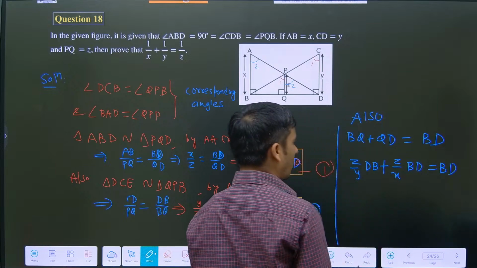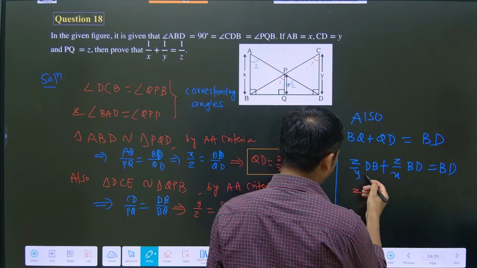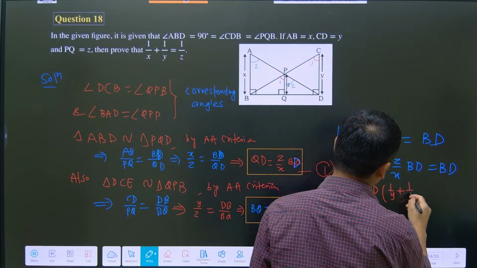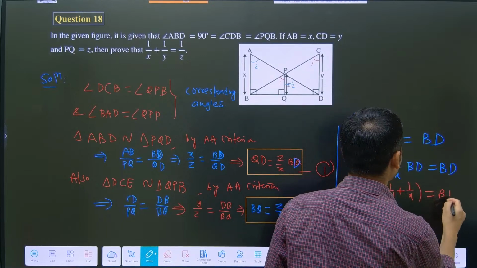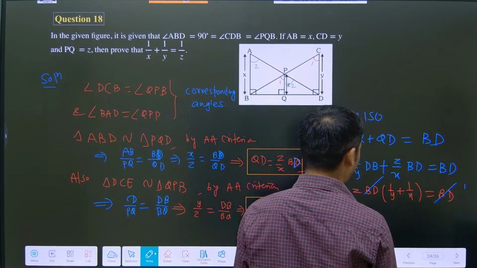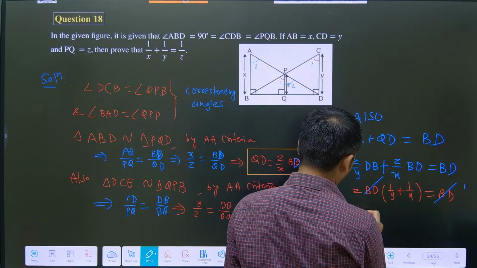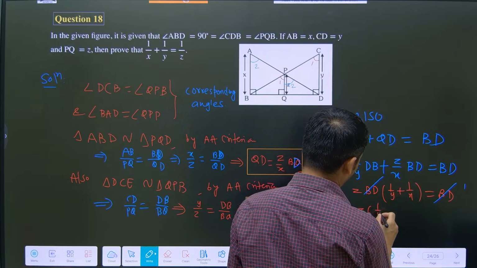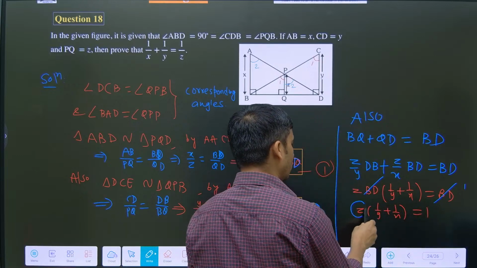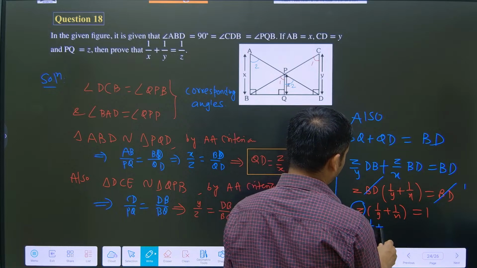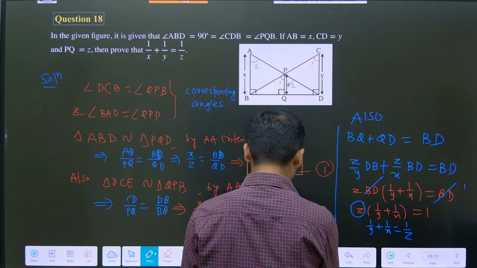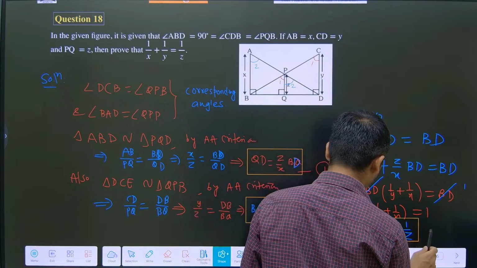Can I take BD common and cancel? So it is Z into BD into 1 upon Y plus 1 upon X is equal to BD. BD is definitely a length, so we can cancel that. And what's left? 1. So we have got Z times 1 by Y plus 1 by X is equal to 1. Can we transpose this Z to the right side? So we get 1 by Y plus 1 by X is equal to 1 by Z. And hence it is proved. We'll write that now. I hope we have understood.